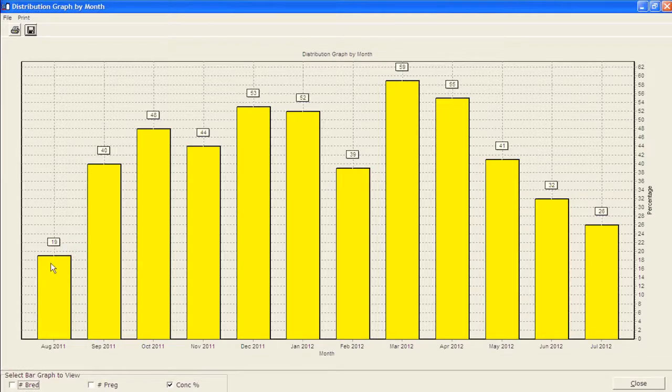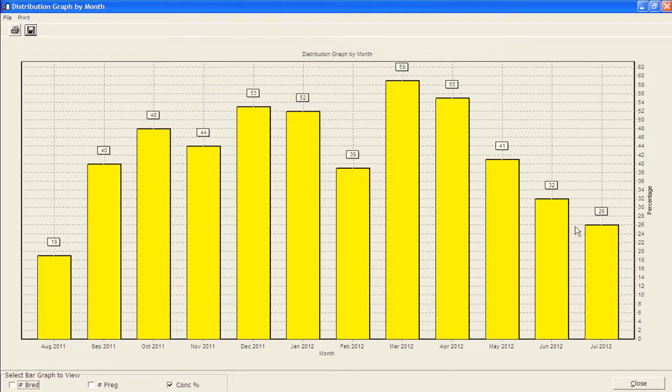So August of last year, we only got 19% of the cows that we serviced pregnant. Then it jumped up to 40, 48. So pretty good conception rates, almost 60% conception rate in March of 2012. And then if you remember, things started getting hot, and you can see the decline as the heat stress came in, but still 26% of the cows getting pregnant.